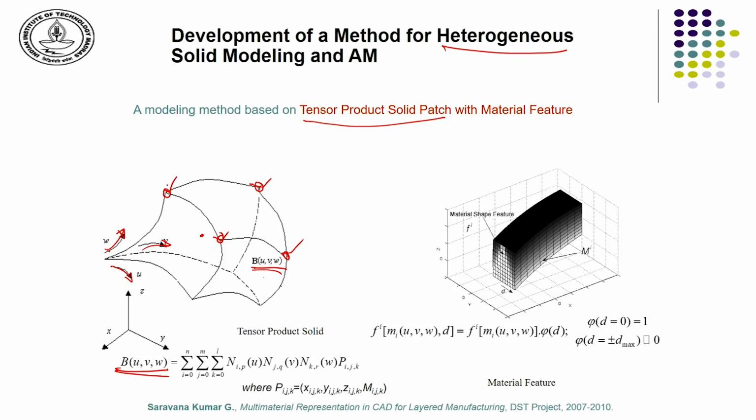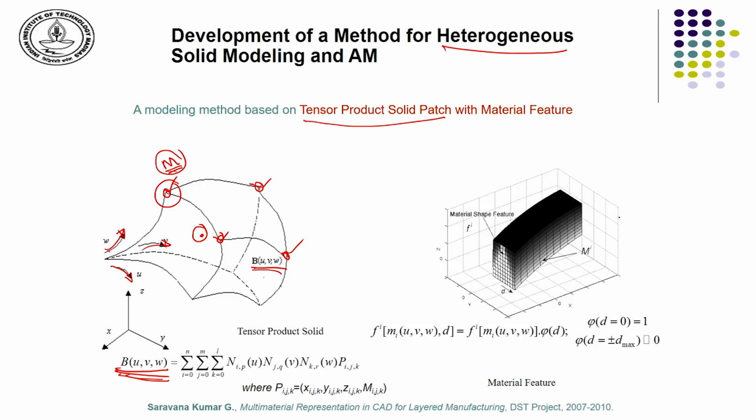So, along with these geometric characteristics, that is the location of the control point, one can also have material features associated with each of these control points. So, once I have a material feature associated with each of the control points, these basis functions will interpolate the material feature to give information about a specific material attribute at a given location in the object.